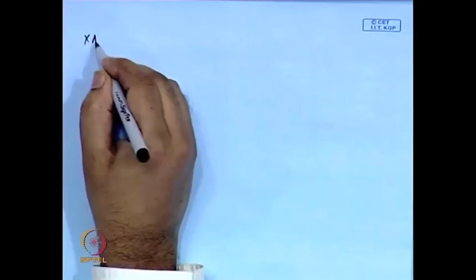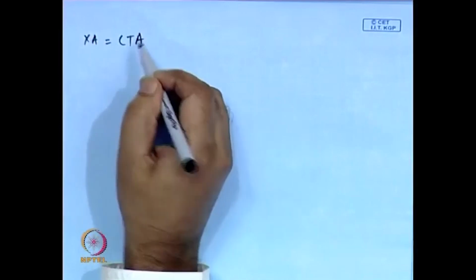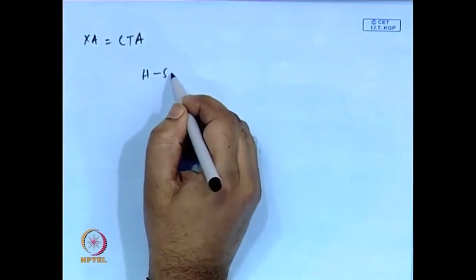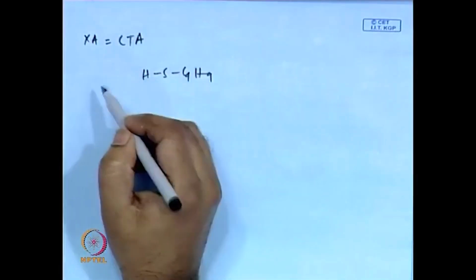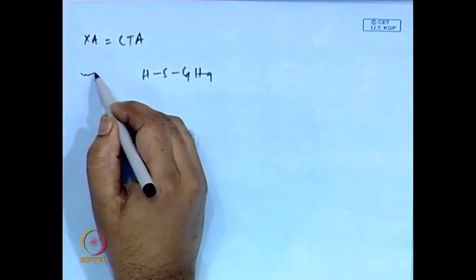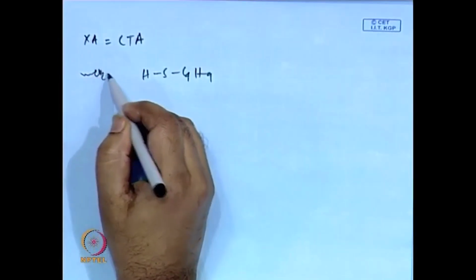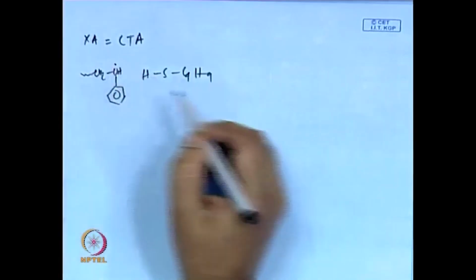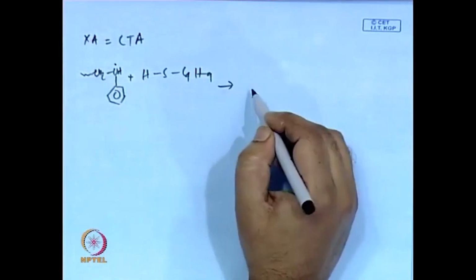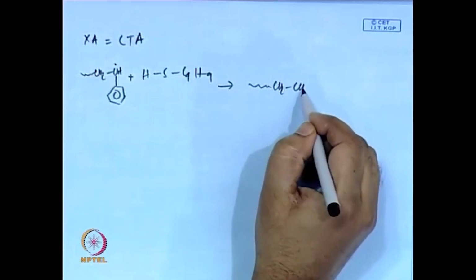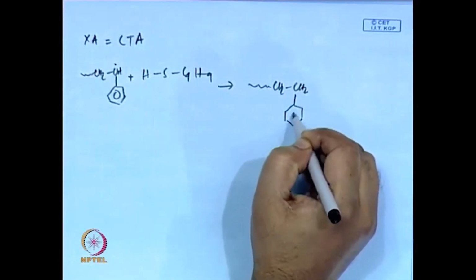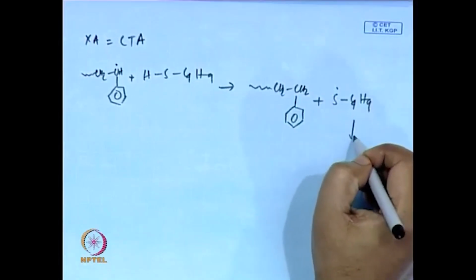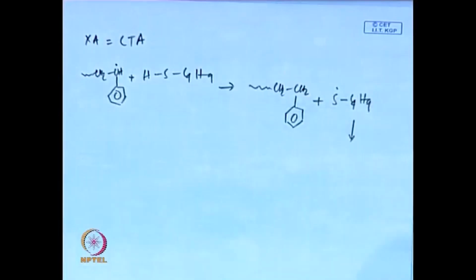Examples of deliberately added chain transfer agent is like HAsC4H9. If we are considering a reaction with styrene, okay, again this can initiate a further chain.